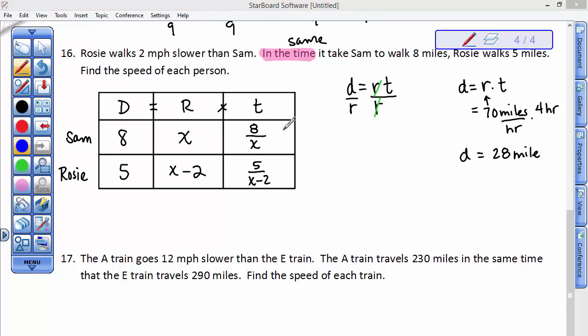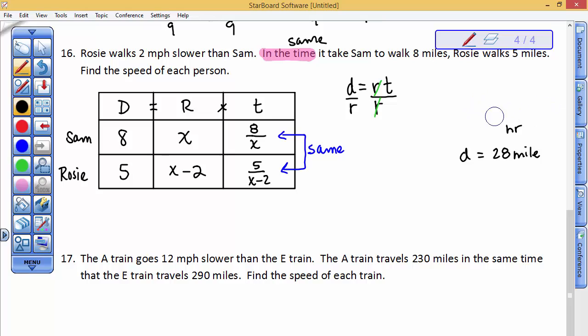Distance divided by rate. And it says that these expressions for time should be the same because it can be done in the same time. Remember, x is Sam's speed. So I'm going to come way over here, and I'm going to set those 2 fractions equal to one another. I'm going to set the 8 over x, which is the time for Sam, equal to 5 over x minus 2, which is the time for Rosie.